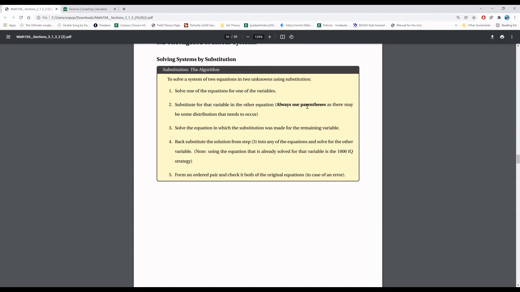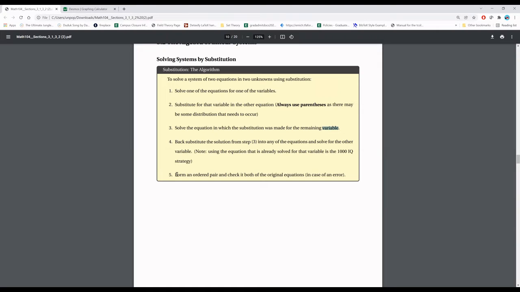Make sure you're using parentheses at this point because usually there's some distribution that needs to occur. We don't want to make a mistake and not distribute our multiplication. All right, we will solve that equation for the remaining variable. We'll take that information and back substitute that into any of the original equations and solve for the remaining variable. So we will have solved for one variable, we'll have a value for that. We'll go and plug this into one of the equations and solve for the second one.